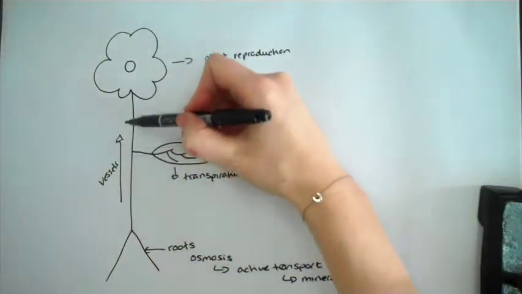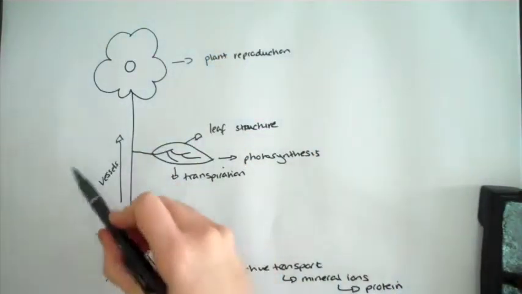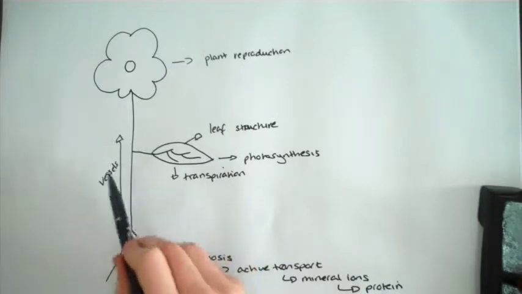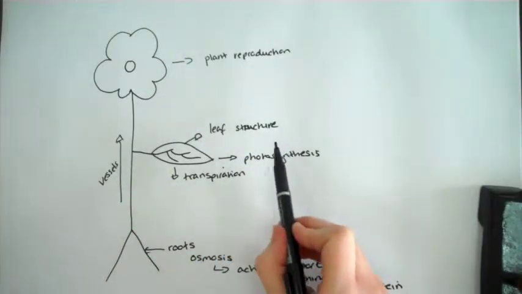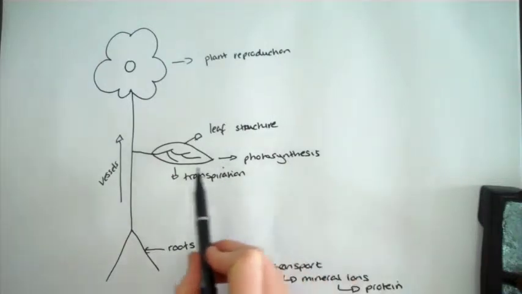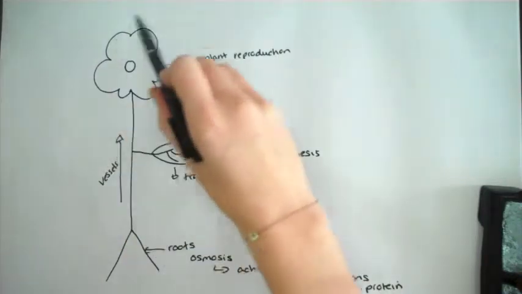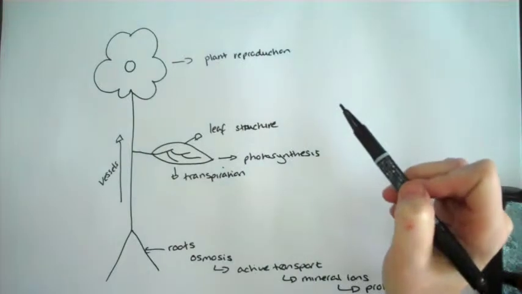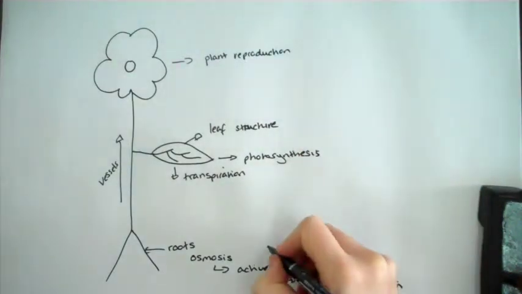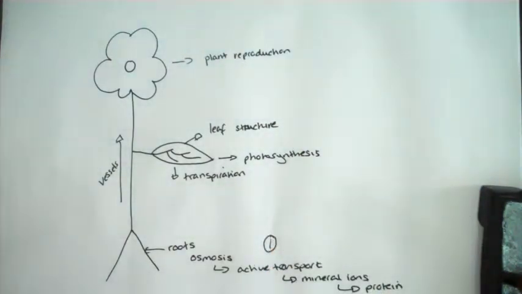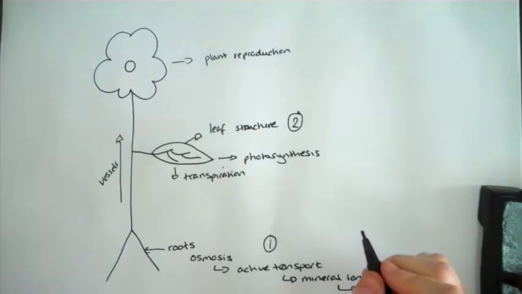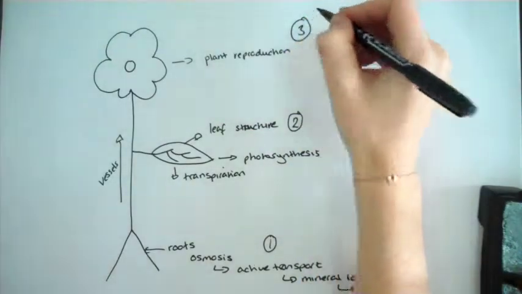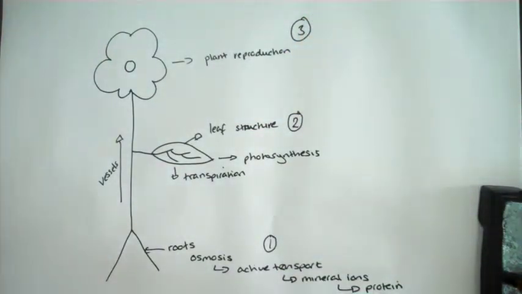We can then also track the movement of water up the stem, looking at the vessels inside there. Taking us up to the leaf then, we can look at leaf structure and adaptations. We can look at the photosynthesis and transpiration. Then at the top of our plant, of course, we've got plant reproduction. Now this is part 1, so we'll be looking at roots, osmosis, transport in this section. Part 2 will include the leaf structure, photosynthesis and transpiration, and section 3 will include plant reproduction.